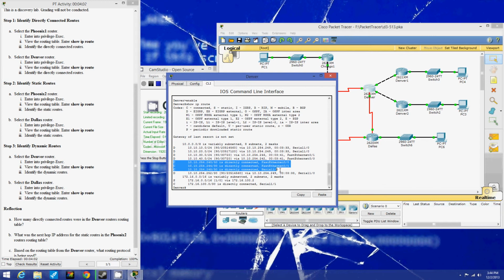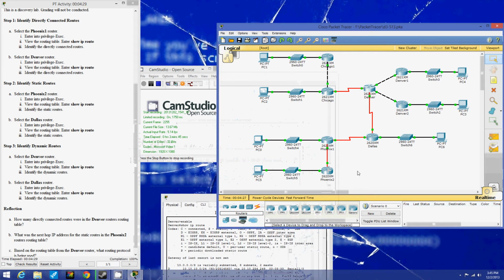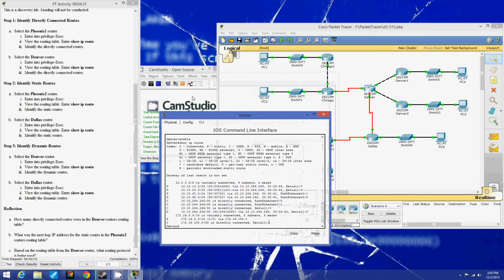These three right here are directly connected to FastEthernet 0/0 and 0/1 and Serial 1/0. Those are all /30s. They all have these 40, 44, 48, 240, 244, 248. Those are all directly connected. Now all these are directly connected to the internet.